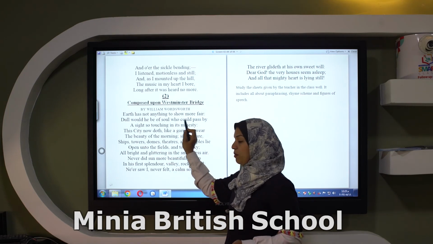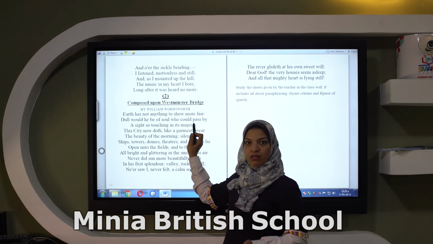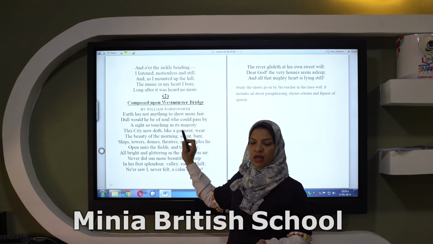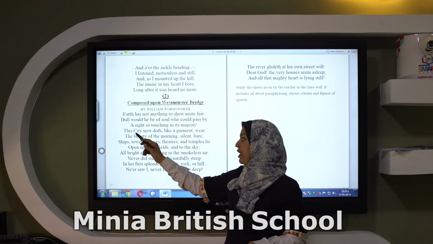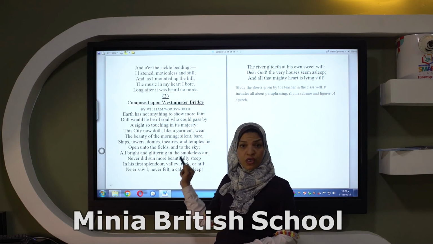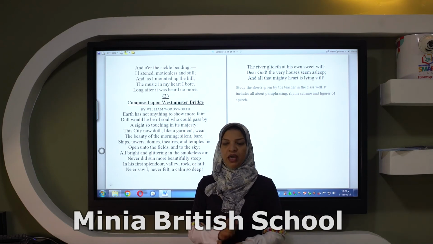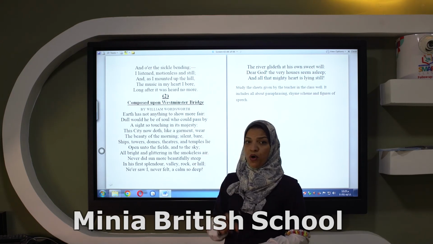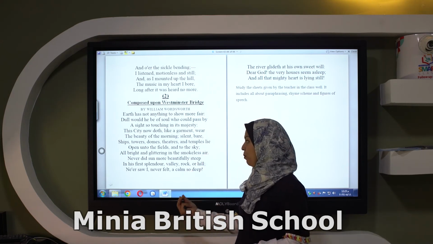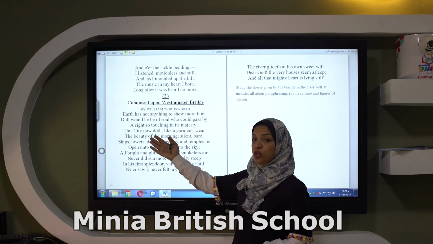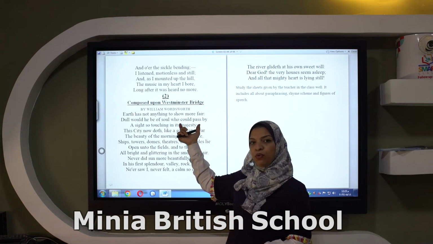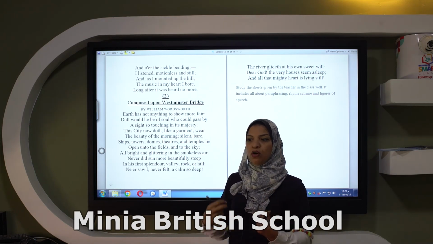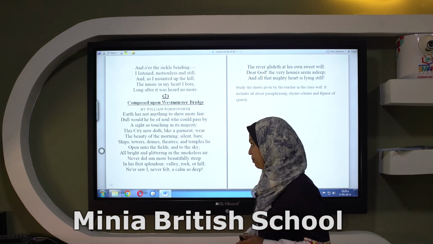So what is the garment, as a matter of fact, that the city is wearing? The garment that the city is wearing is the beauty of the morning. So here we have a metaphor, where the poet is trying to compare the beauty of the morning to a beautiful garment for a woman or for a person to wear.